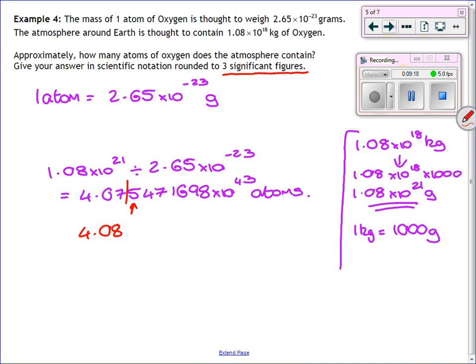4.08. Now, it's not going to be 4.08 atoms because we've got this times 10 to the power 43 to take into account. So it would be approximately 4.08 times 10 to the power 43 atoms of oxygen in the atmosphere, approximately.